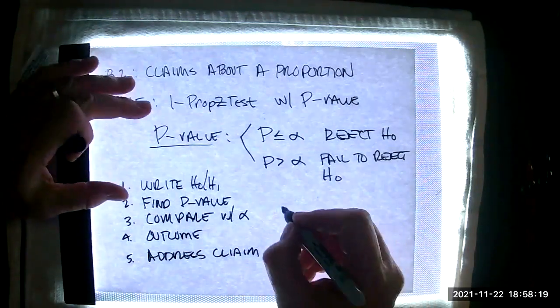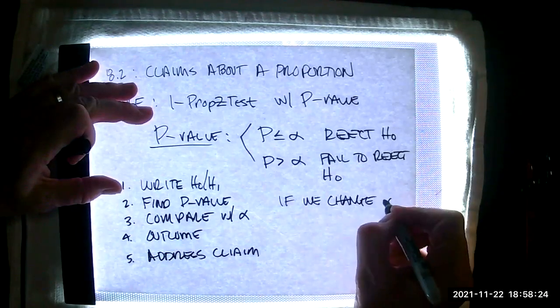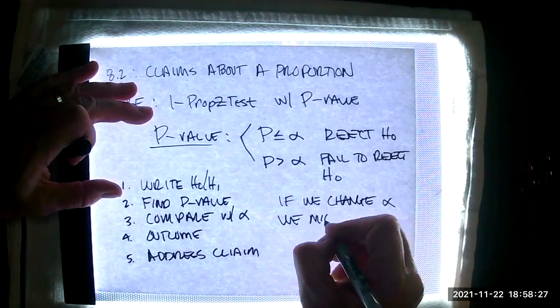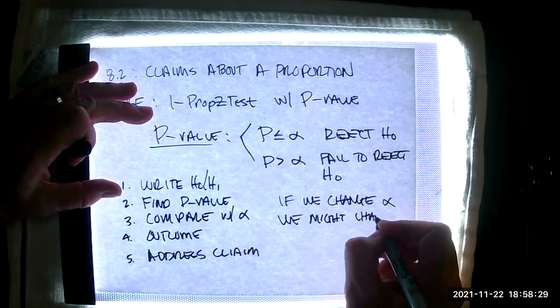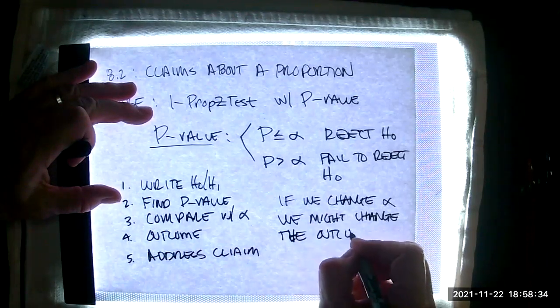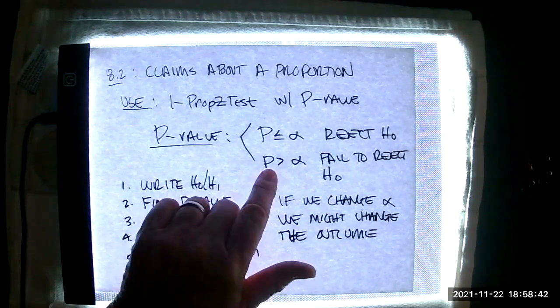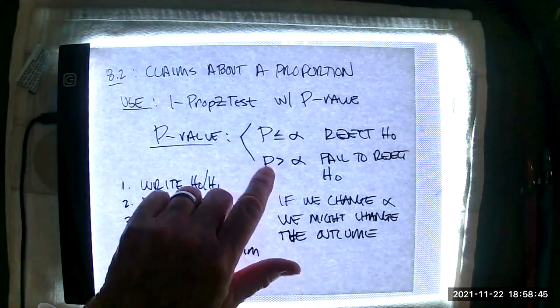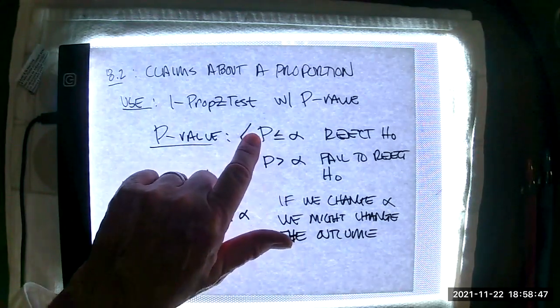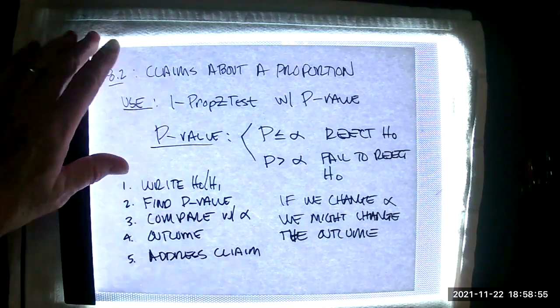I will note that if we change alpha, we might change the outcome. If alpha, say, drops from 5% to 1%, it's possible the p-value could then end up being greater than alpha when alpha was 1%, less than or equal to alpha when alpha was 5%. So if we change alpha, we might actually change the outcome. There we go.